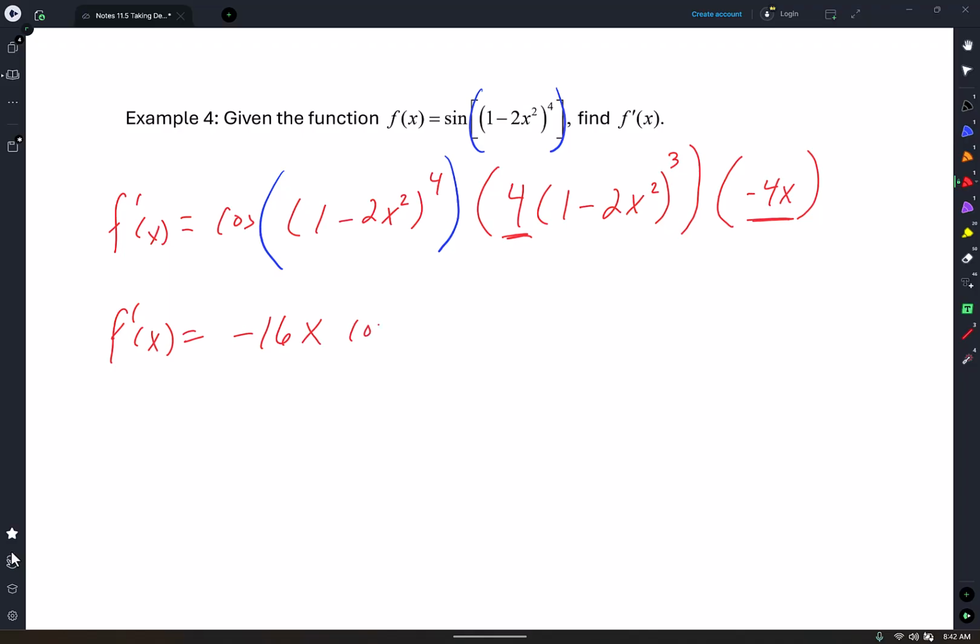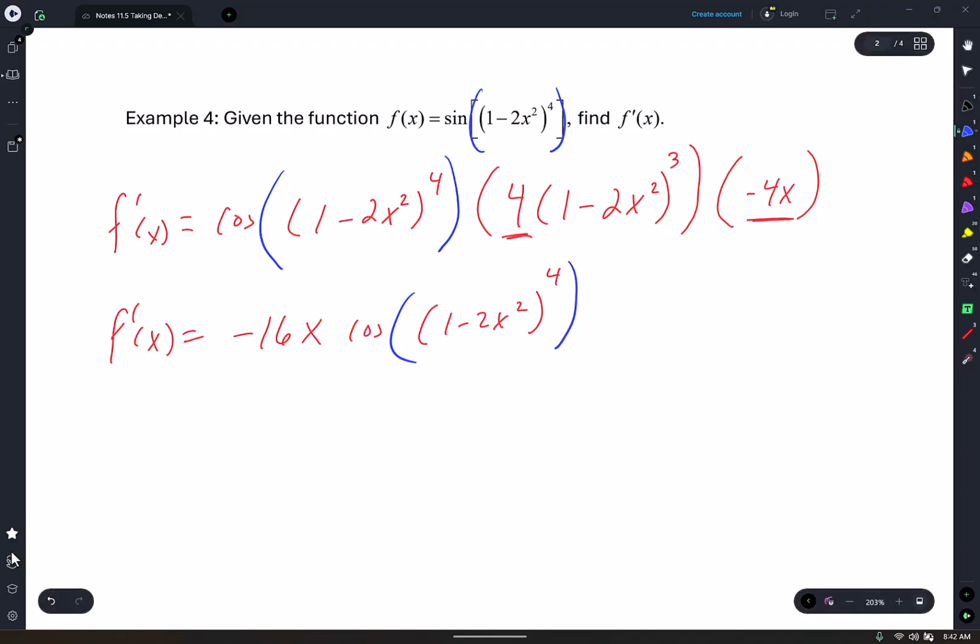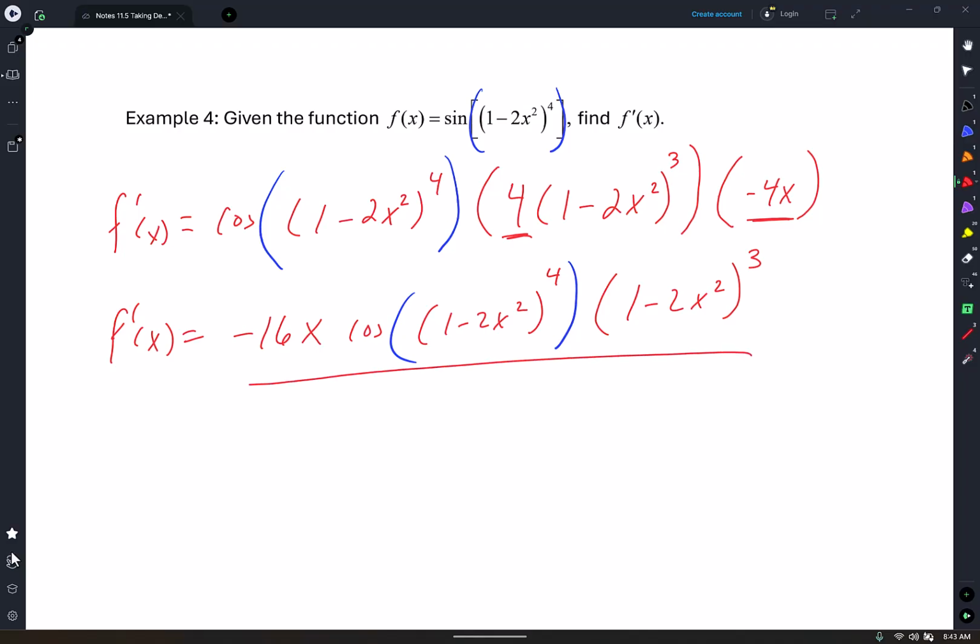And then I see cosine, giant parenthesis, 1 minus 2x squared, close to the 4th power, and close this blue one there. And then what am I missing? Just 1 minus 2x squared to the 3rd? 1 minus 2x squared, close it to the 3rd. There it is. Do you guys see the difference? Henderson, you see the difference between this one and the first one? Okay.